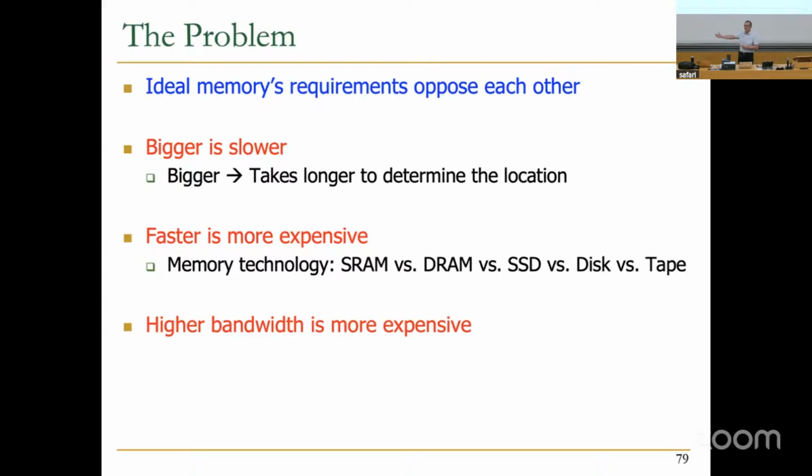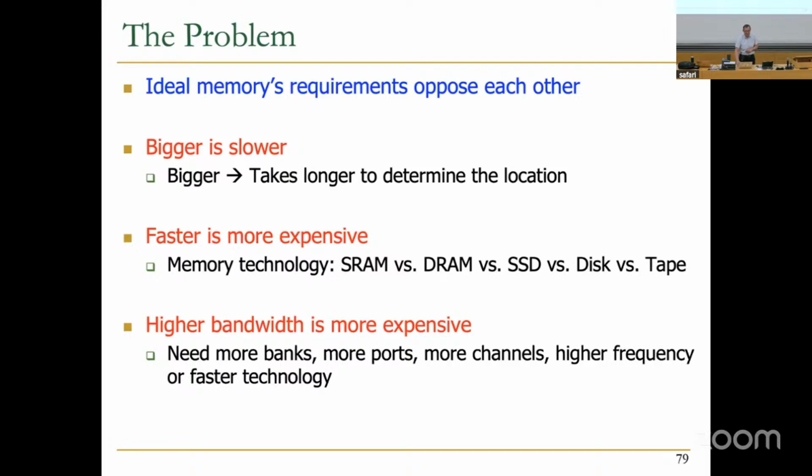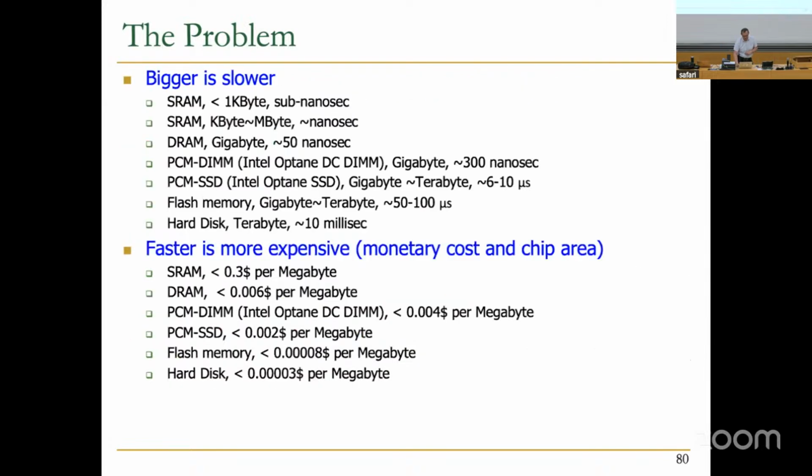Disk is more expensive than tape. Right, this is the hierarchy, actually. And higher bandwidth is more expensive because if you want higher bandwidth, you need more banks, more ports, more channels, higher frequency or faster technology in the end. Okay, so let's give you some numbers.